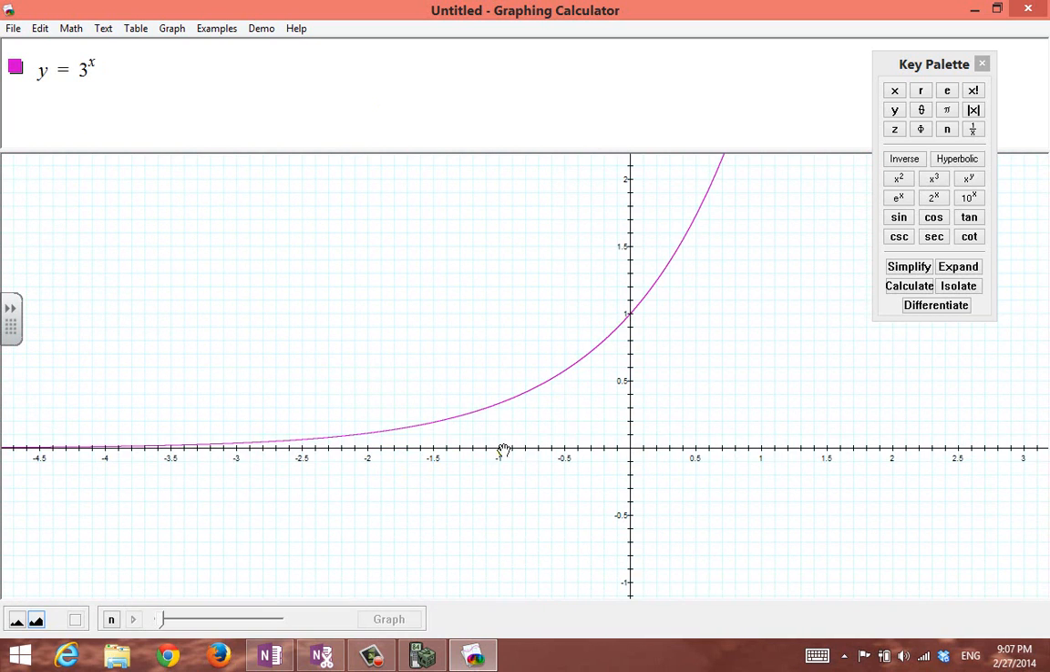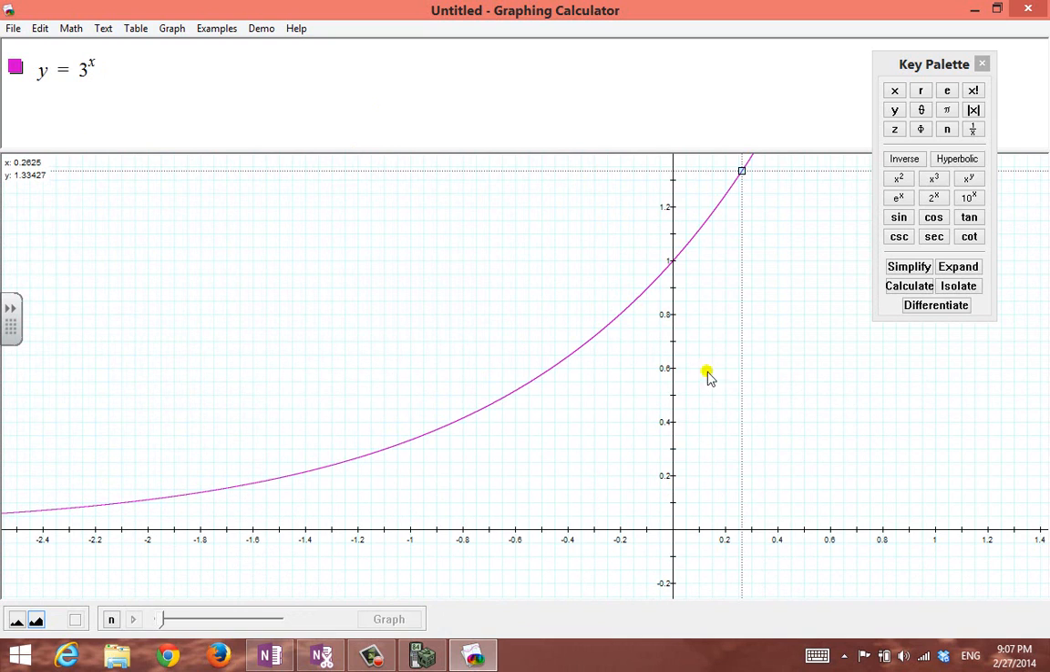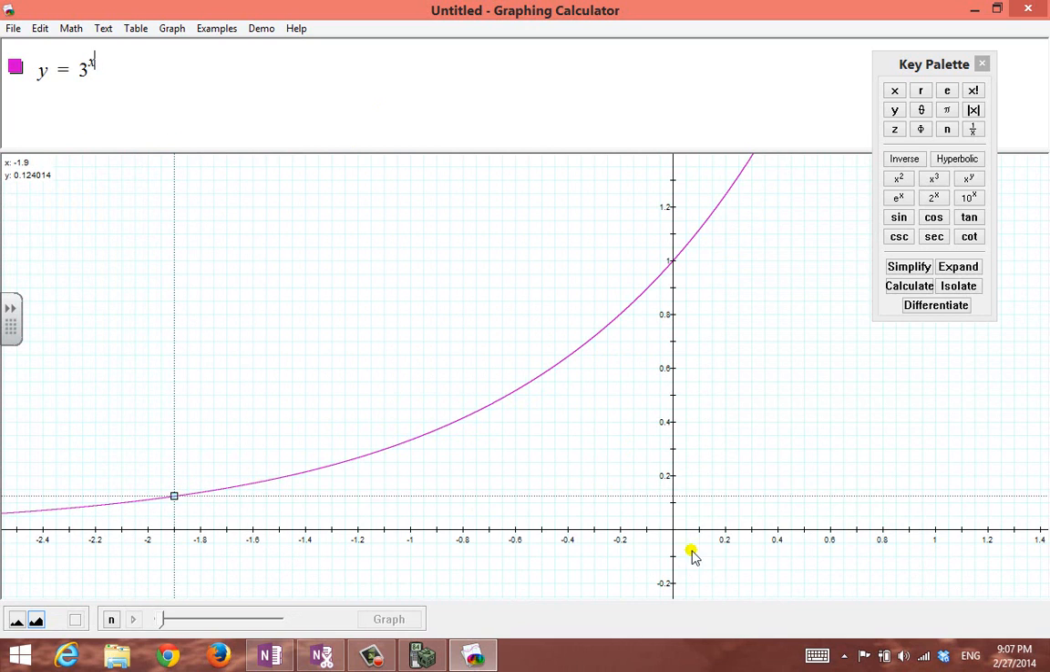And let me zoom out. So notice here, if we trace along the function, there we go. All right, so we trace along the function. There is the y-intercept, y equals 1. It gets smaller and smaller and smaller.